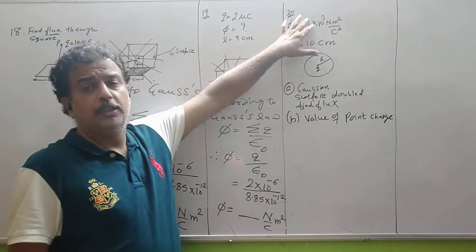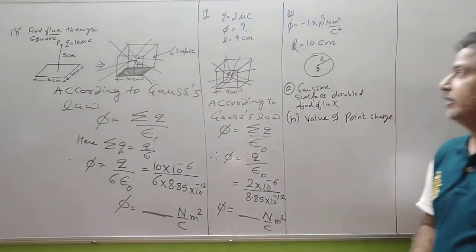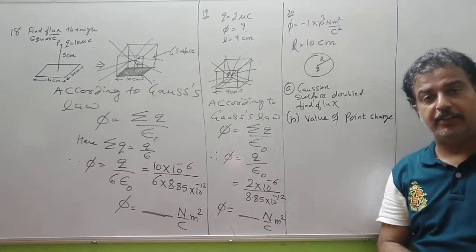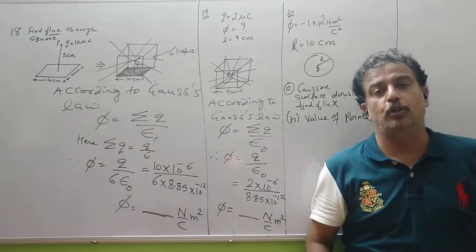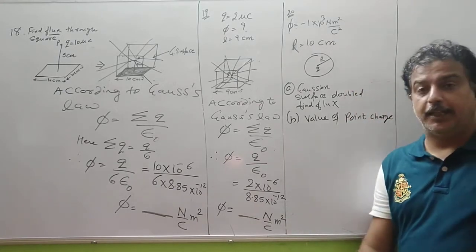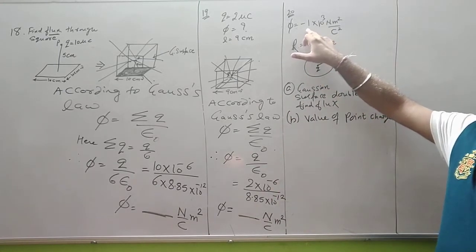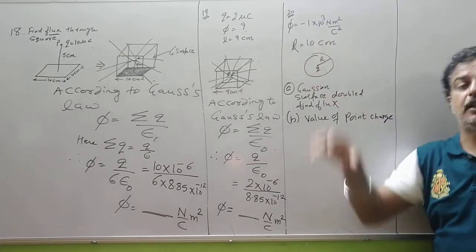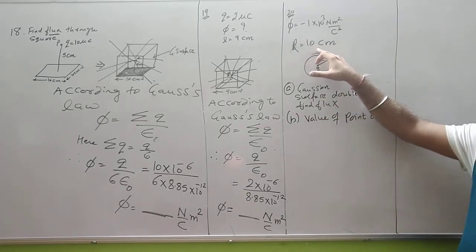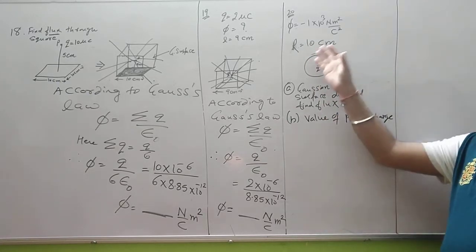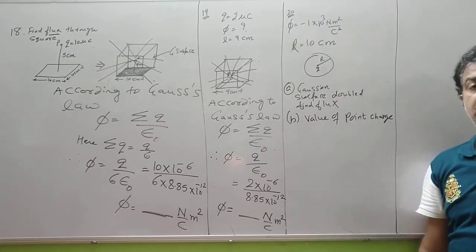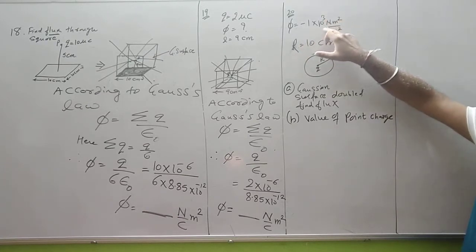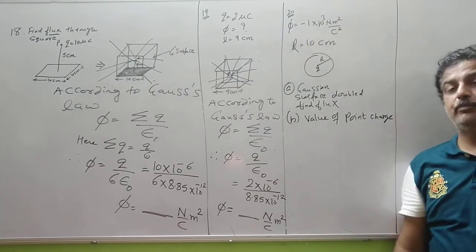Now question number 20. The electric flux is given. The flux is negative. So if the flux is negative, our charge or source should also be negative. A spherical body is given whose radius is 10 centimeter, and the flux linked with this sphere is negative, that is minus 1 into 10 raised to 3 Newton meter square per Coulomb.